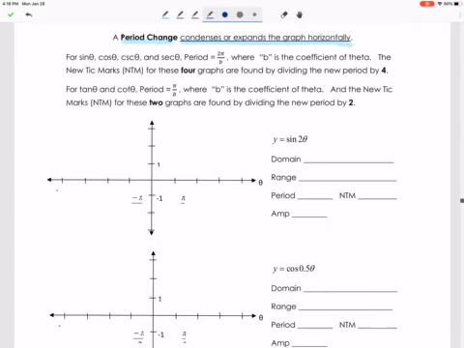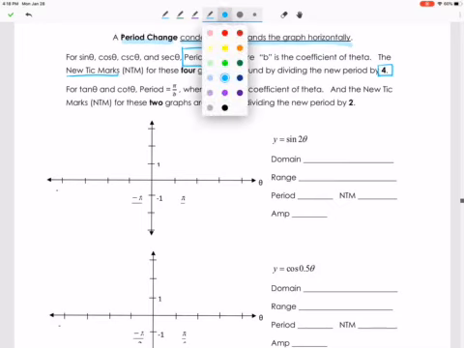All right, so for sine, cosine, cosecant, and secant, your normal period is 2 pi. Because normally the coefficient of theta is just an understood 1 if it is the parent graph. But in this case, whatever our b is, that coefficient of theta, we find the new period, like we talked about yesterday, by taking 2 pi and dividing it by b. All right? And then if we change the period, we also inherently have to change how much we count. So our new tick marks come from dividing those 4 periods by the number 4.